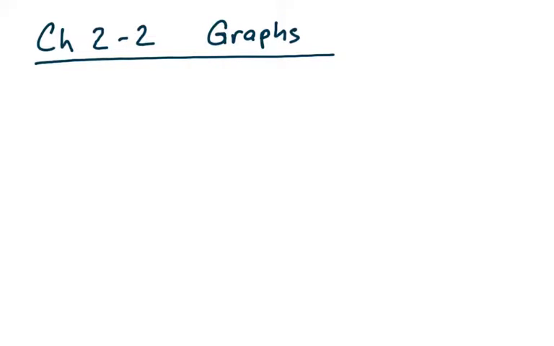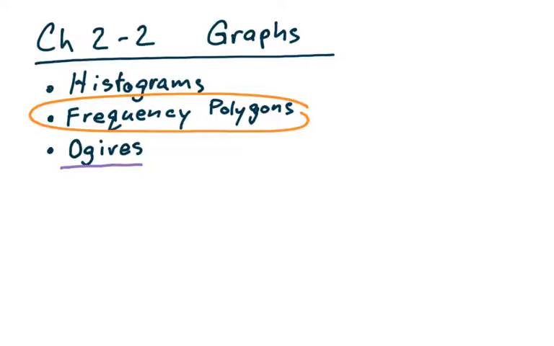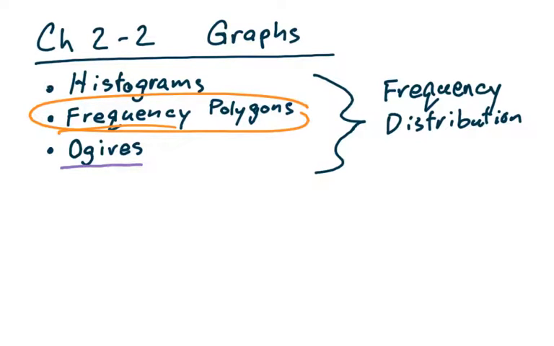Okay, so the types of graphs are histograms, frequency polygons, and ogives. Well, that's a quirky one, ogives. And so here, maybe with the exception of the frequency polygon, actually the frequency polygon is one cue that ties all of these graphs together. All three of these are related to our frequency distribution here.